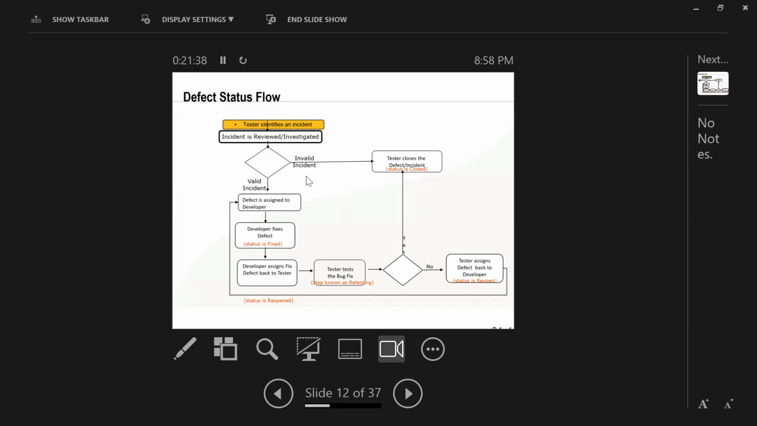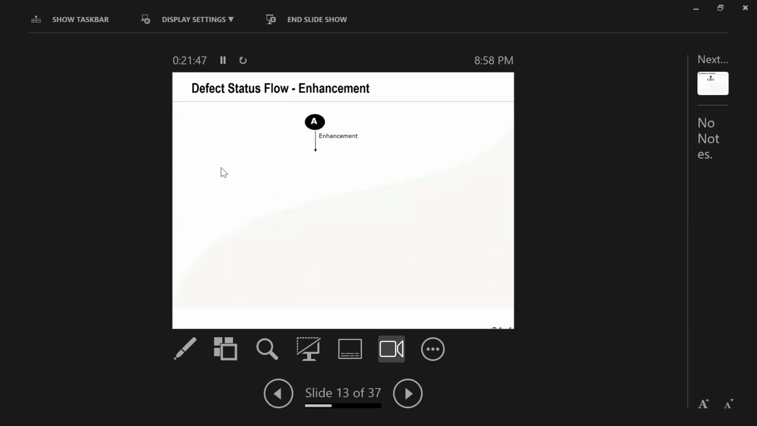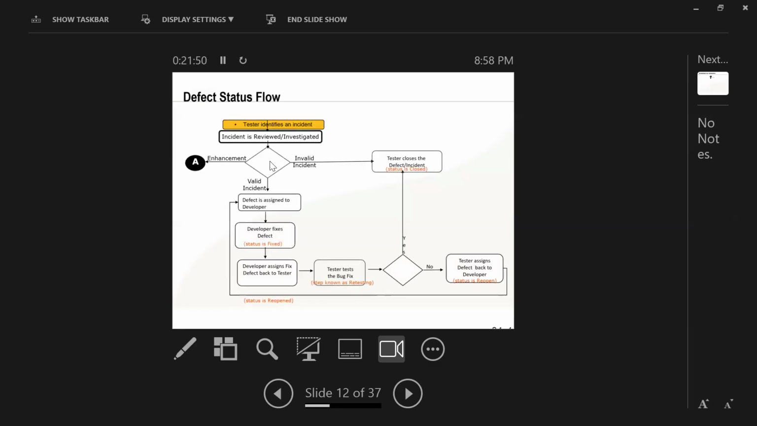If it is invalid, we can close it. If it is an enhancement, even if it is an incident, whatever you raised as a defect, it may be that it is not clearly in the requirement document. Then they will consider it a new feature enhancement, create a new enhancement or requirement, and close this defect. The defect will be converted into an enhancement, a new change. If it is a defect, they will follow this process. Sometimes defects will also be converted into requirements.